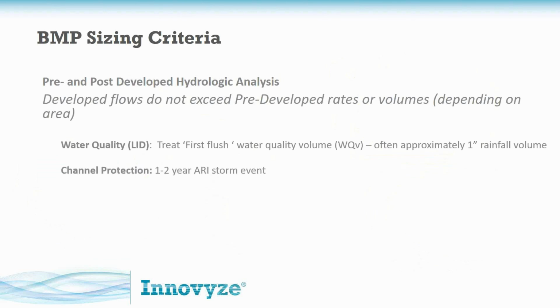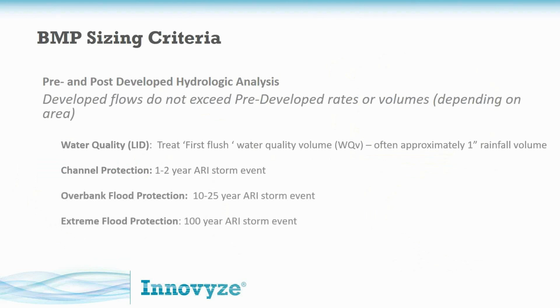Then we get into some higher rainfall events. So we might call this the channel protection, ultimately overbank, and extreme protection events. So the idea of the channel protection would be, I guess, going from the description in some of these manuals, would be provide extended detention of the 1 or 2 year storms released over a 24-hour period, right? So this is to reduce bankfull flows and protect downstream channels.